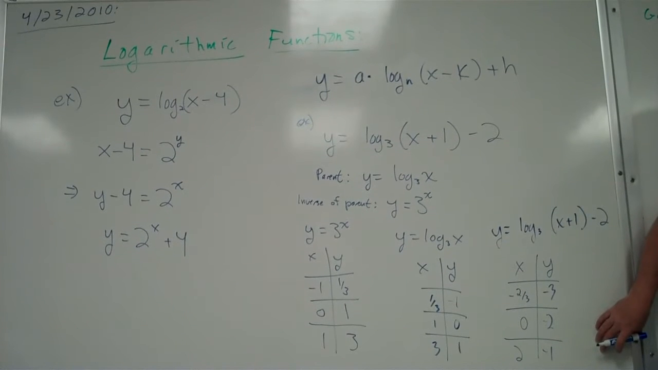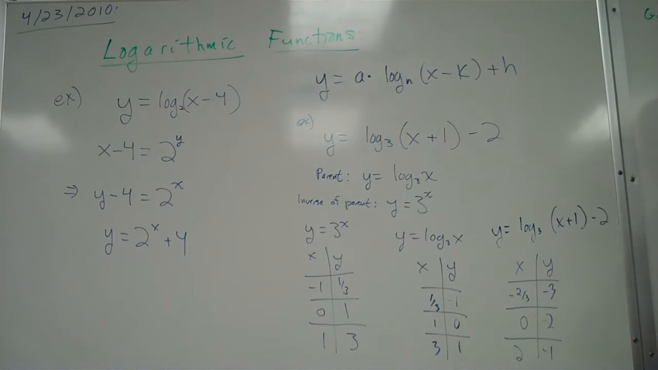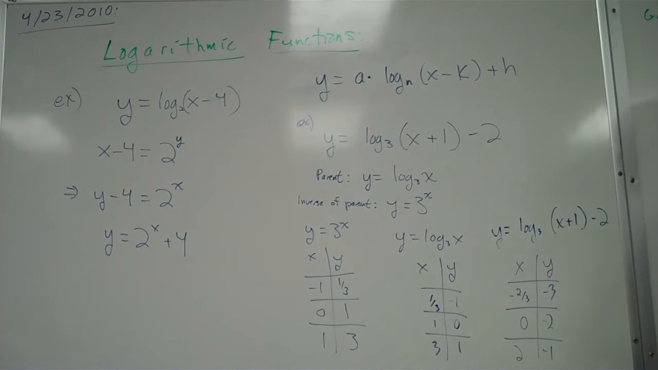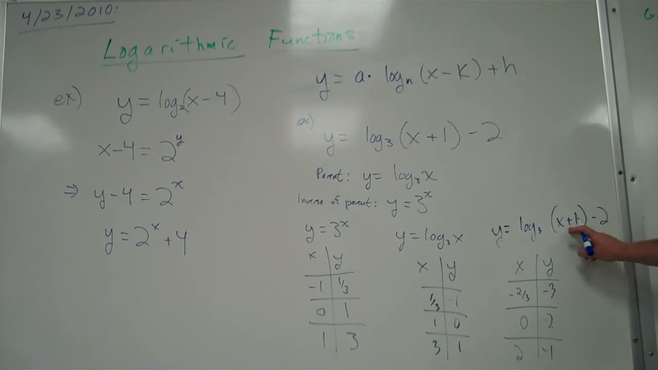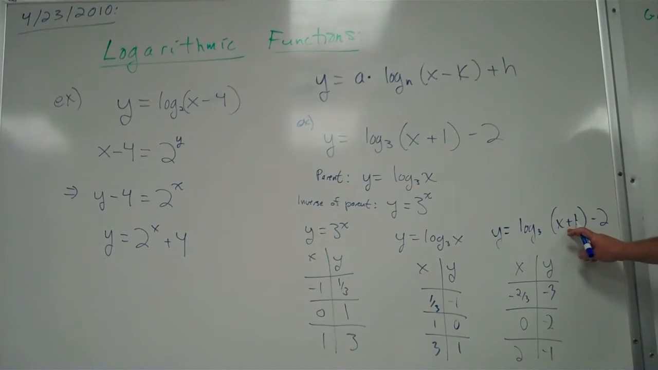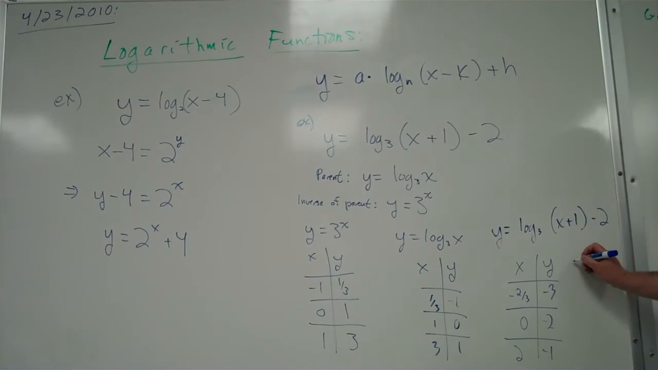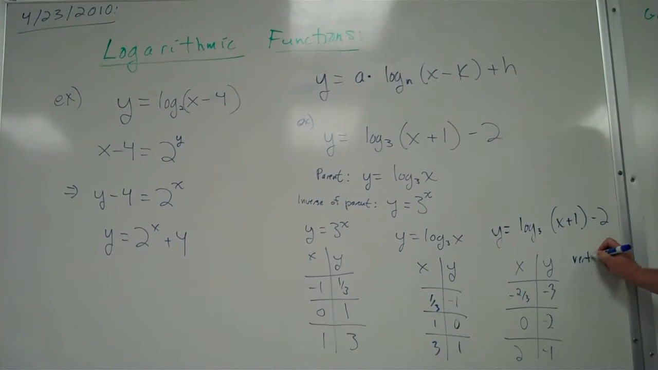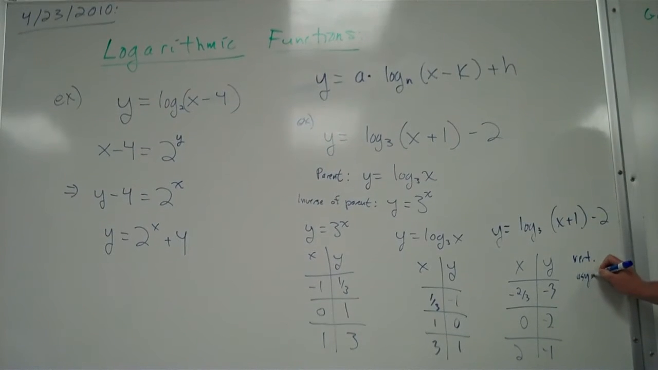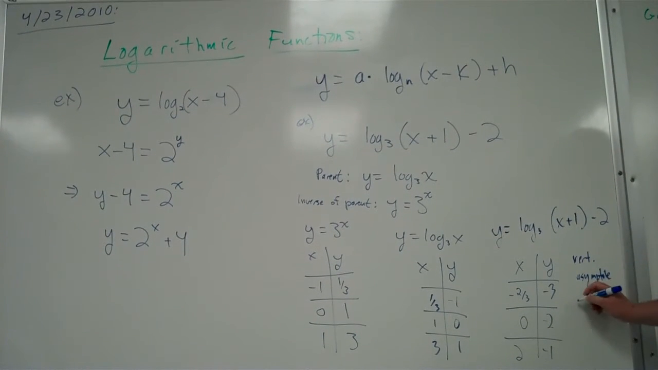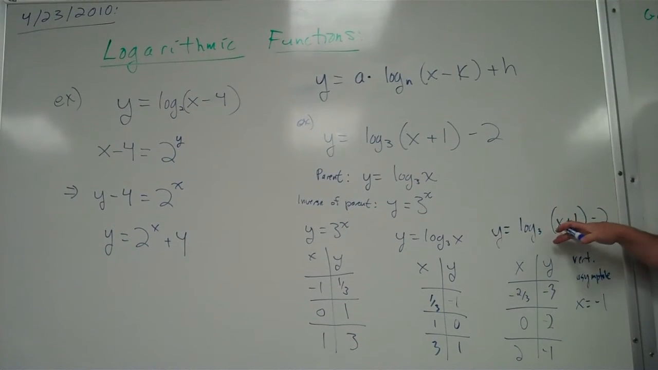Okay, now, the logarithmic graph had the y-axis as an asymptote, a vertical asymptote. This represents, counterintuitively, where the vertical asymptote is. So the vertical asymptote is going to be x equals negative 1. It's going to be the opposite, meaning switch the sign, of the number that's in the parentheses with the x.